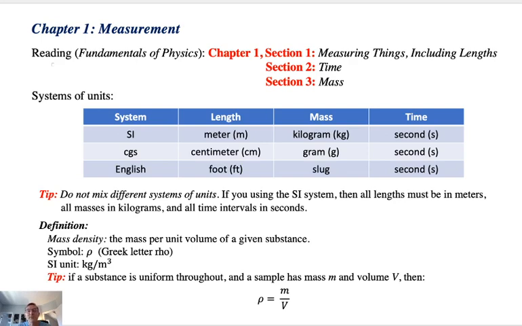Here's another tip. If a substance is uniform throughout, if it's the same throughout, and this sample of this substance has a total mass m and a total volume v, then the mass density rho is simply the total mass divided by the total volume. Okay, we will use this formula a lot.